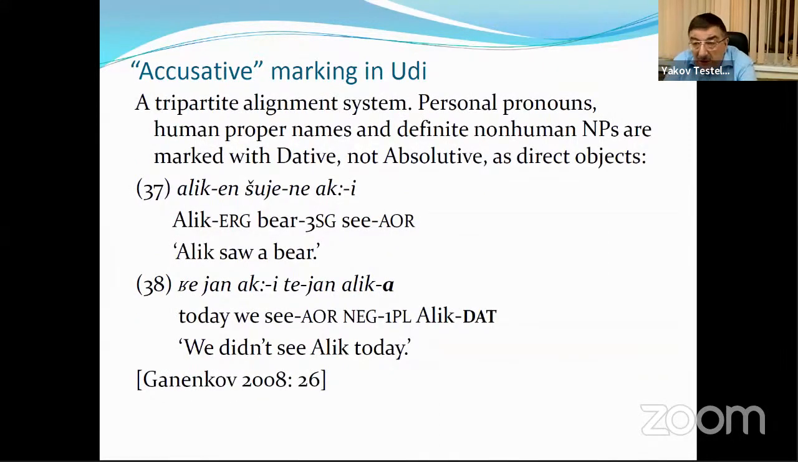Accusative marking in Udi is another well-known deviation from the ergative system. A tripartite alignment system in the Udi language was discovered as early as 1904 by Adolf Dirr, the same Adolf Dirr. Personal pronouns, human proper names, and definite non-human noun phrases are marked with dative, not absolutive, as direct object. So it's like Aliken Shuyene Aki, Alex Soeber, examples from Dmitry Ganenkov's paper. Alex Soeber, bear is unmarked. What you see as ne is the personal clitic, not the accusative marker. But Rejan Akite Jan Alika, we didn't see Alik today. Alika is in dative, it's sort of accusative. Dative performing the role of accusative marks the direct object.